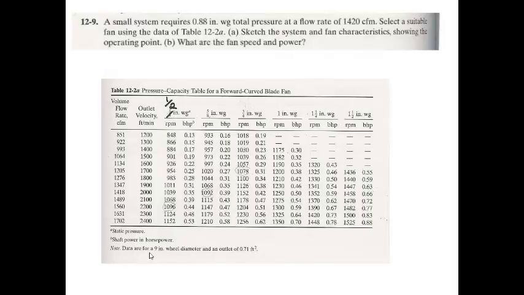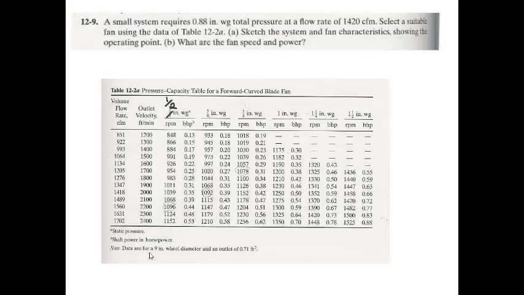Just remember, some people get confused about why you are using inches of water for pressure measurement, because that's what's used in the field. The pressure is too small to use feet of water, so they use inches of water. So a small system requires 0.88 inches of total water pressure at a flow rate of 1420 CFM. Select a suitable fan using the data in the table below.